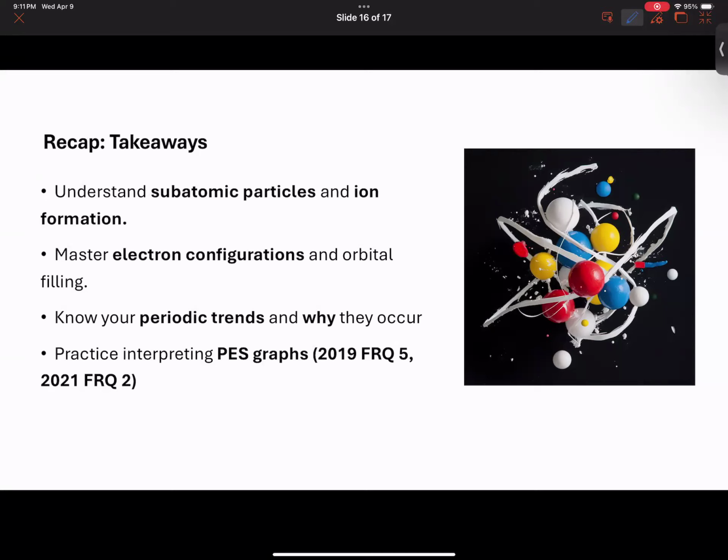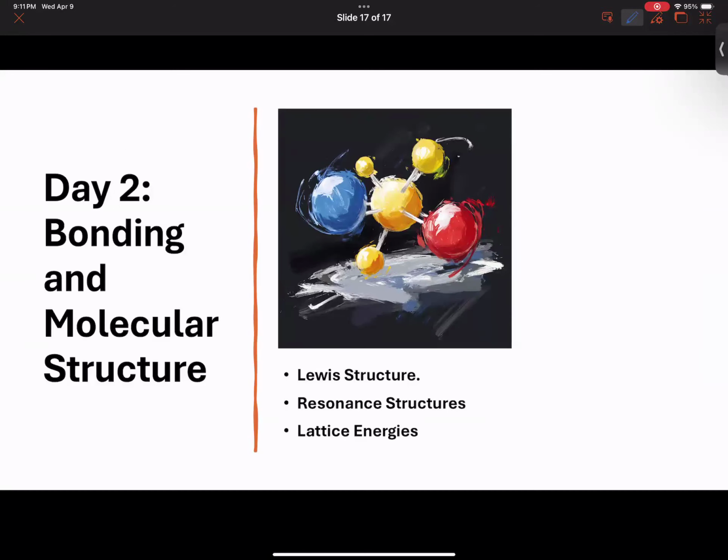We also practiced drawing electron configurations and orbital filling, and periodic trends, the size, metallic character, and first ionization energy, and why they occur that way. We were able to practice interpretation of photoelectron spectrum graphs, 2019 free response 5 and 2021 free response 2. So this is the conclusion of day 1.